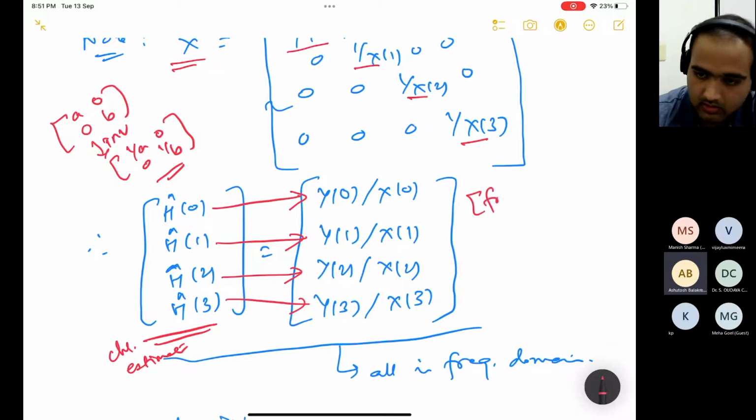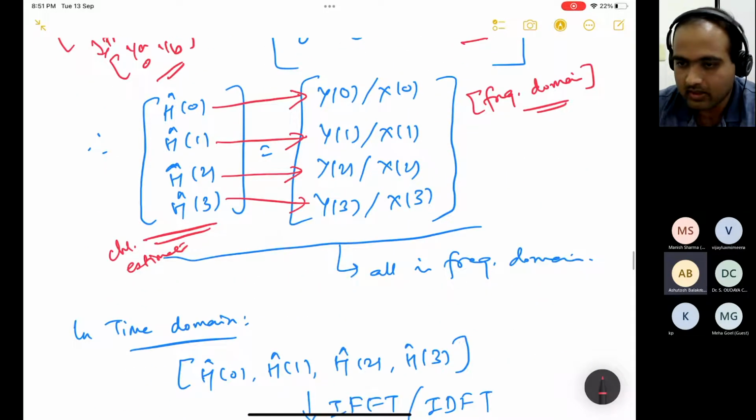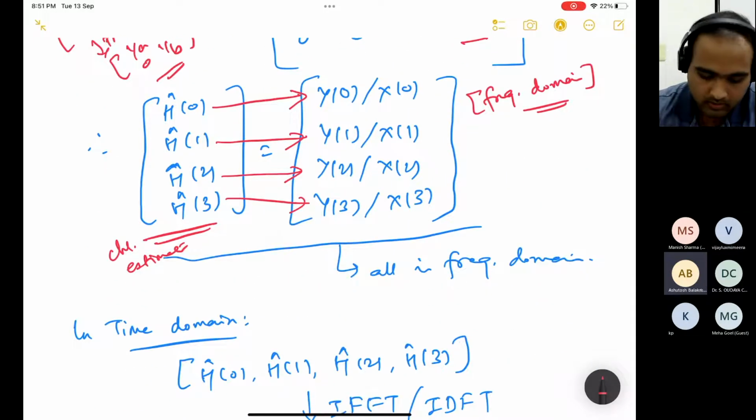And note that we are all talking in the frequency domain, right? This is not in the time domain. And if you want to see what happens in the time domain, then it will be a much more complicated analysis in the time domain.